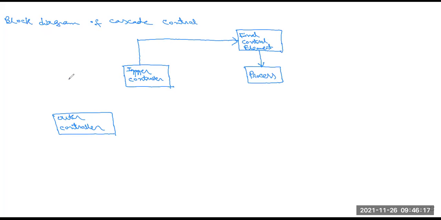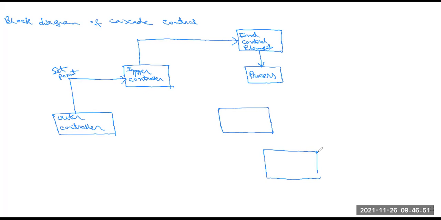This outer controller part is connected to the primary controller using one set point. At this point, one set point also we have to attach. This is the set point. Okay, and this is one inner variable measurement block, and another one is the outer variable measurement block.